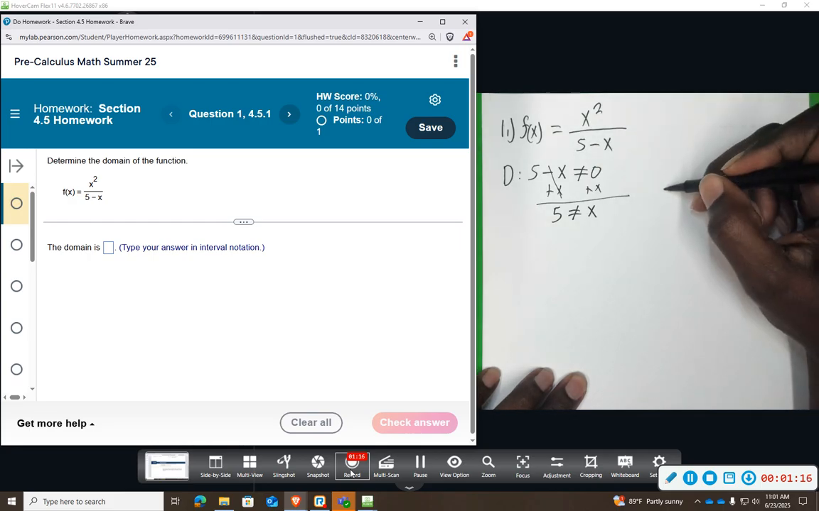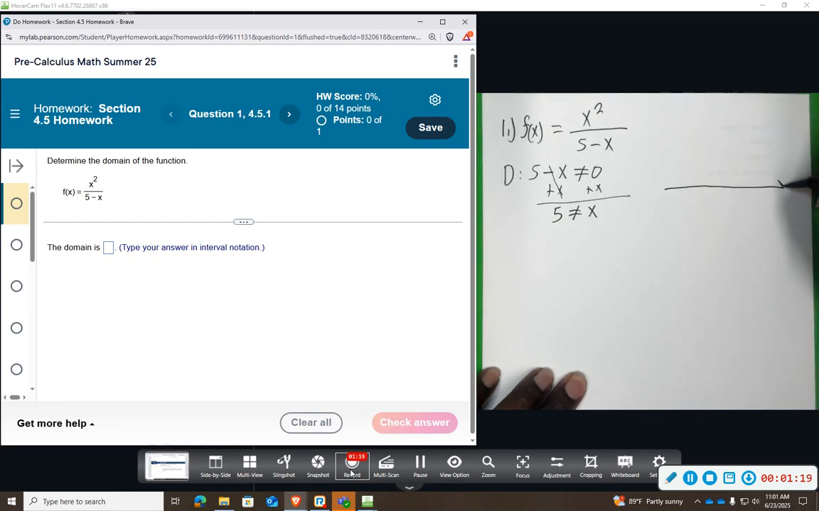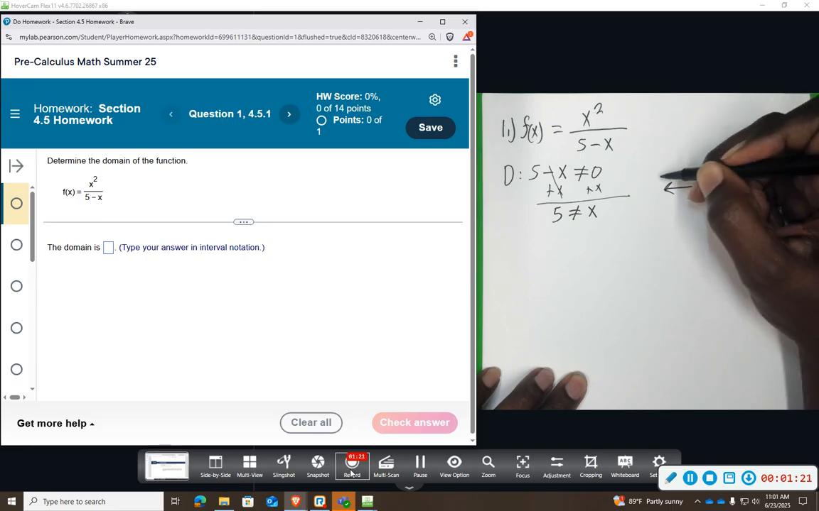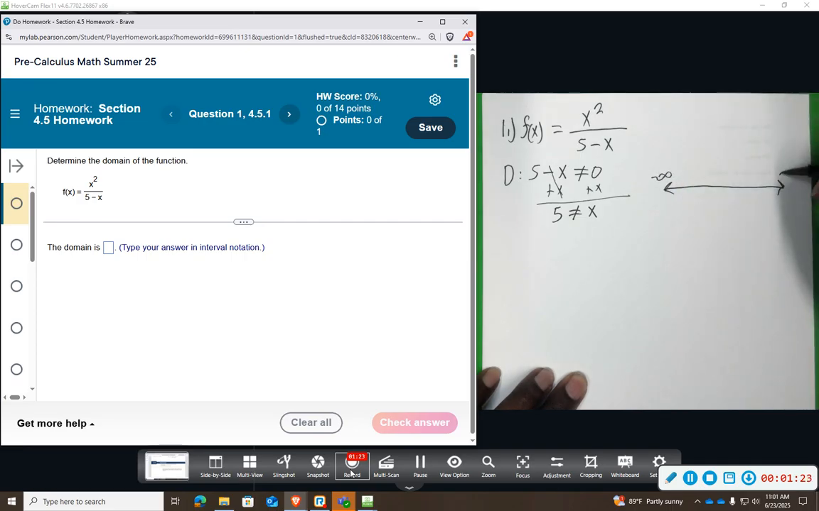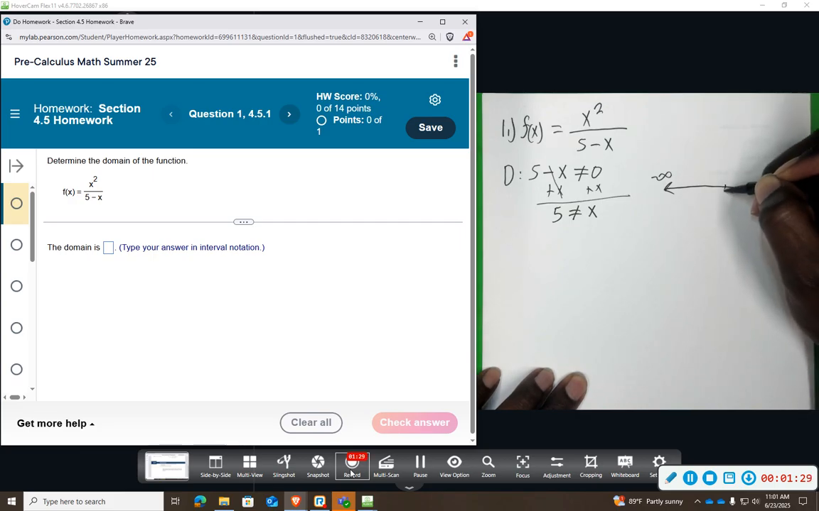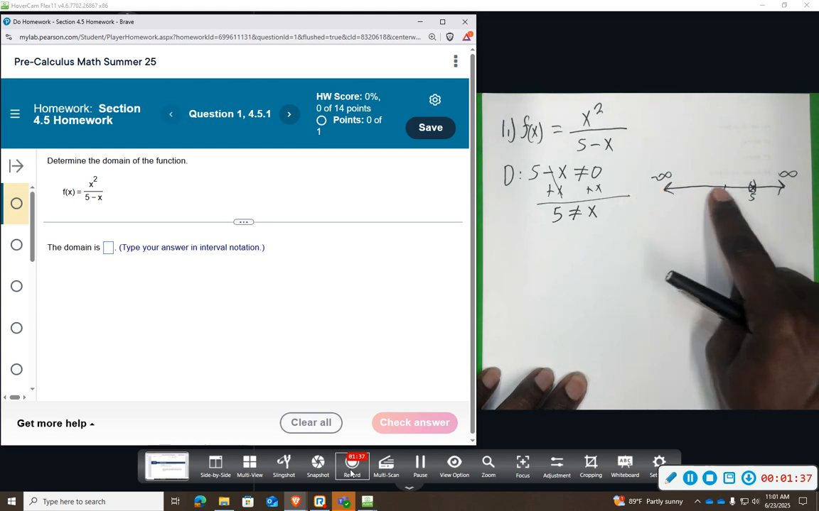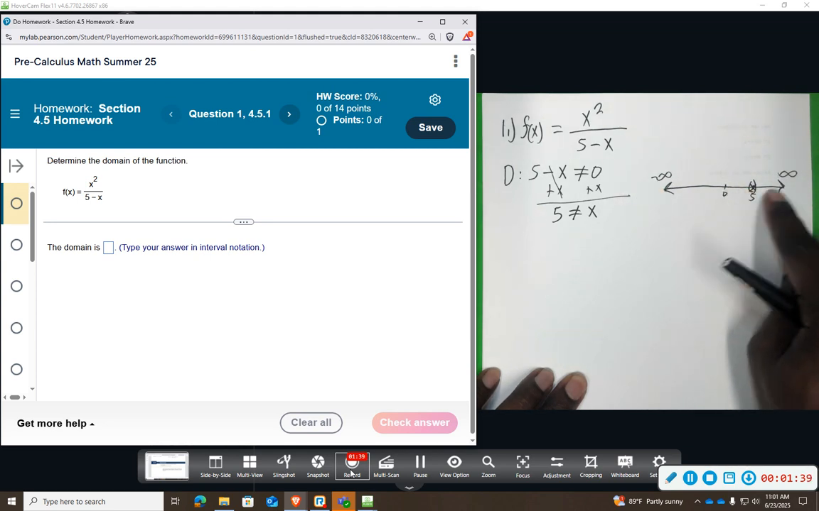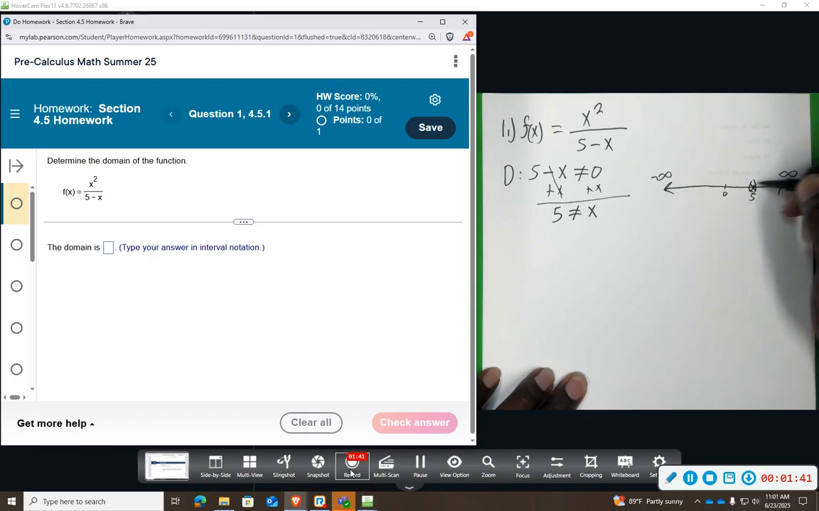So when you're listing your domain, think about this as a number line. So we have negative infinity to positive infinity, which represents all real numbers. And imagine removing the number 5. So let's say that this is 0. Here's the number 5. Okay, we're going to be removing that number. So it's like making a hole. If you're driving down the road and there was a hole, there'd be a gap here. We would be removing this point.